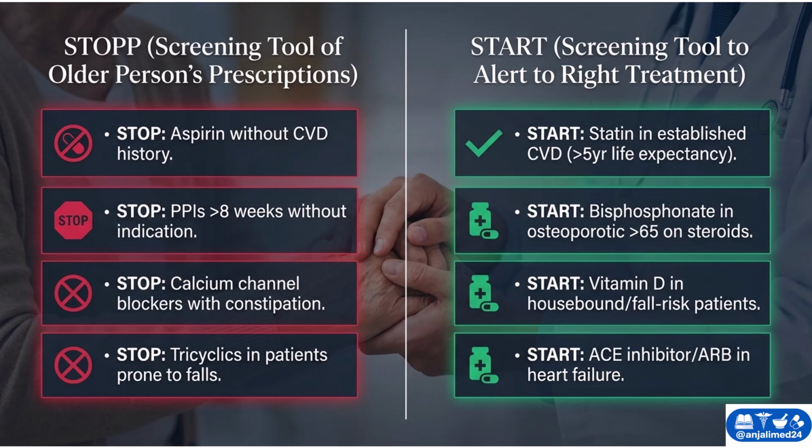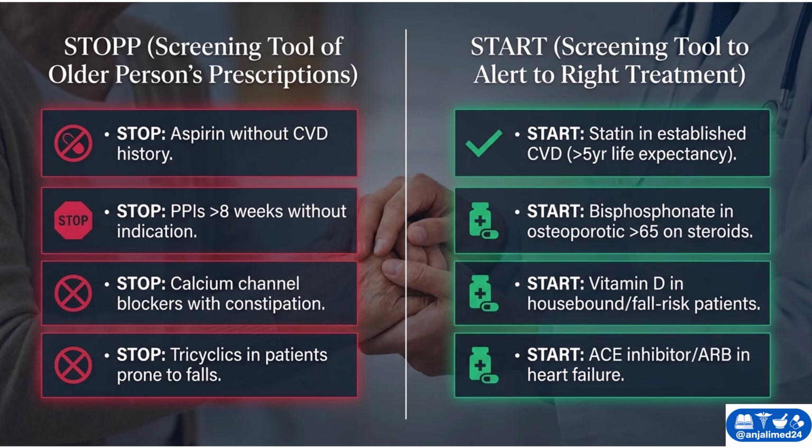Next, bisphosphonates are recommended in elderly osteoporotic patients receiving long-term corticosteroids because steroids significantly accelerate bone loss and fracture risk. Vitamin D supplementation is another important intervention, particularly in homebound, frail, or fall-prone elderly individuals. Adequate vitamin D improves bone health, muscle strength, and fall prevention. Finally, ACE inhibitors or ARBs are essential therapies in heart failure patients unless contraindicated. Failure to prescribe these medications can lead to worsening cardiac remodeling, hospitalization, and increased mortality.